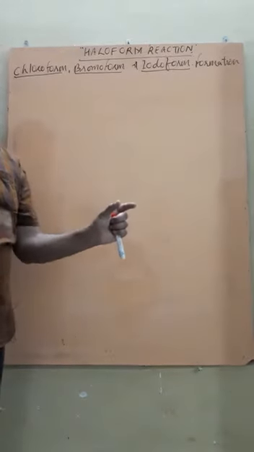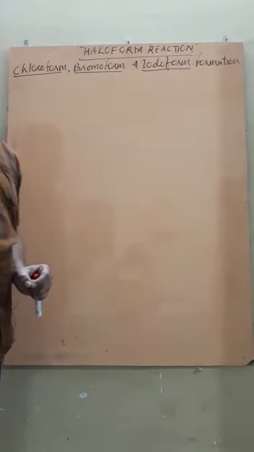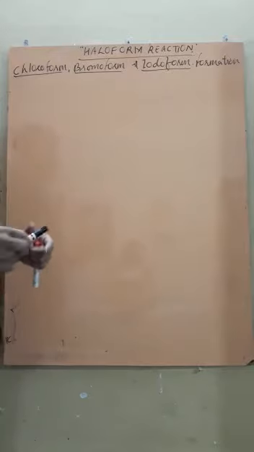Yes, students, this reaction is very important to distinguish one aldehyde from another aldehyde, and aldehydes from ketones. It is even used to distinguish one ketone from another type of ketone. We will discuss how it takes place. So this is the haloform reaction.